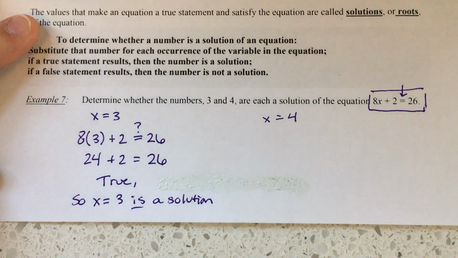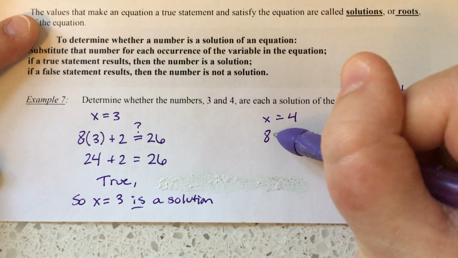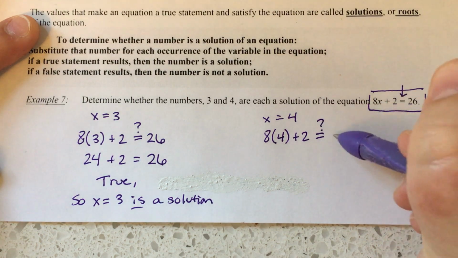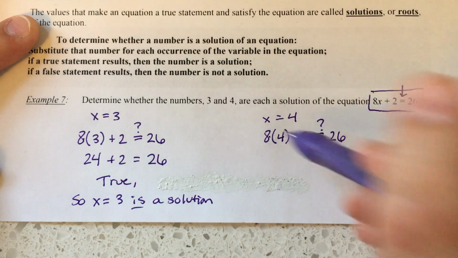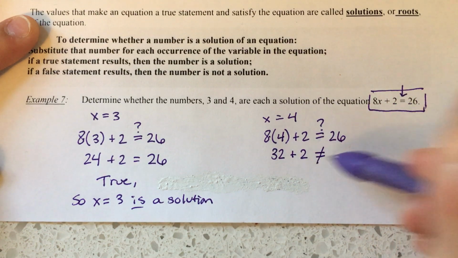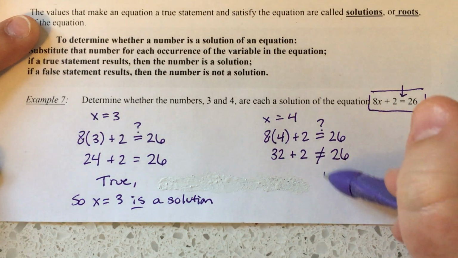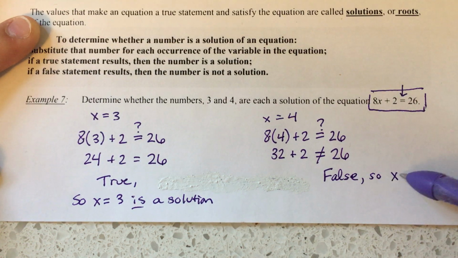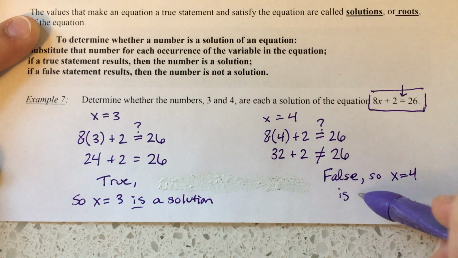Let's try that for 4. x equals 4. Where there's an x, I'm going to put 4. I want to know, does that equal 26? 8 times 4 is 32. 32 plus 2 does not equal 26. This is false. So x equals 4 is not a solution.